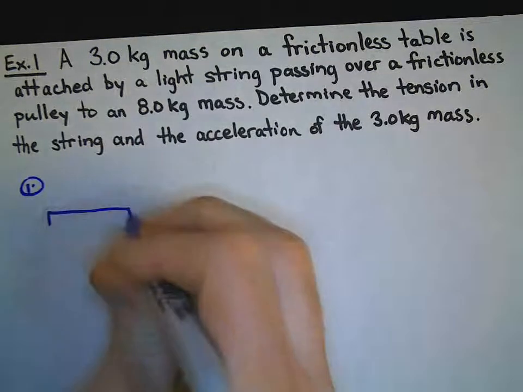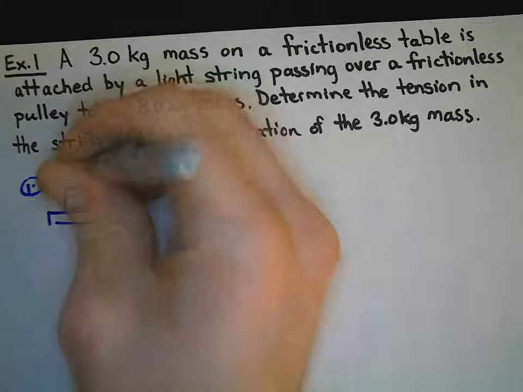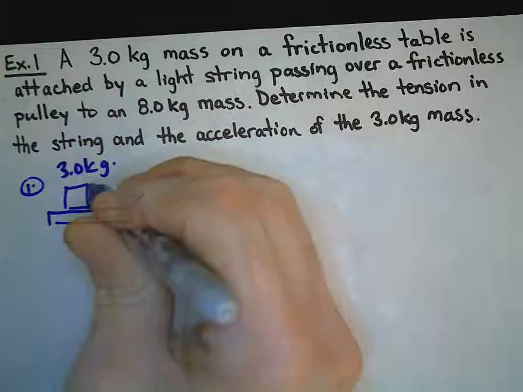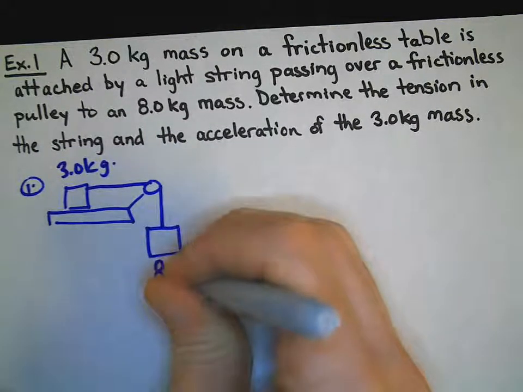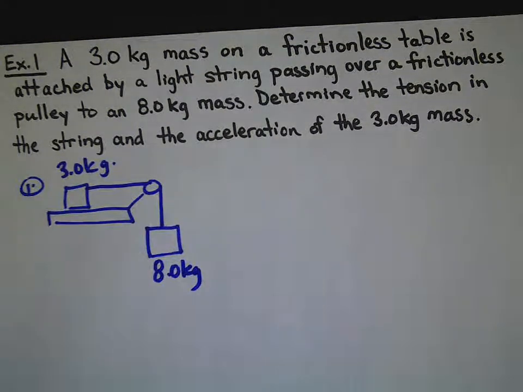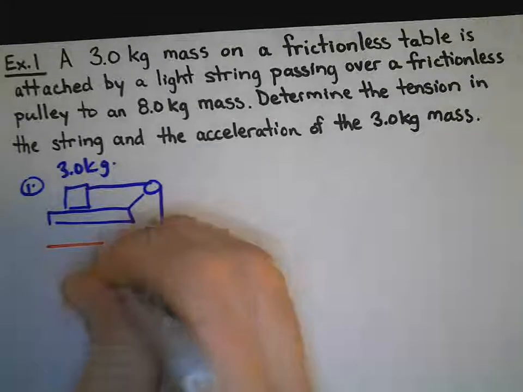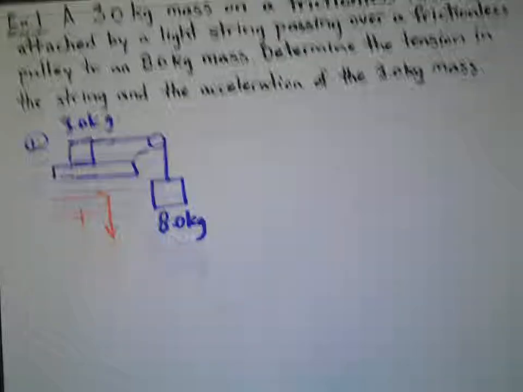We have some table with a frictionless pulley that has a 3 kilogram mass attached to the pulley, and hanging over the table is some mass of 8.0 kilograms. So we can assume that the acceleration is going to be going to the right and downwards as our positive direction. Therefore, we can analyze the motion of each mass, similar to what we did a couple of days ago.